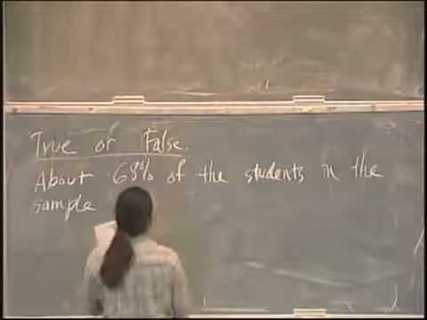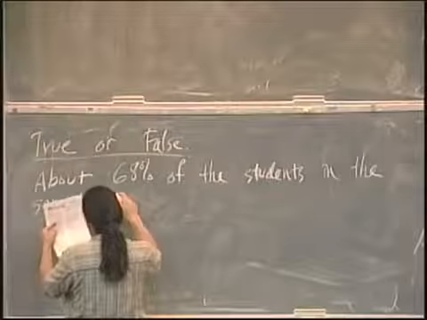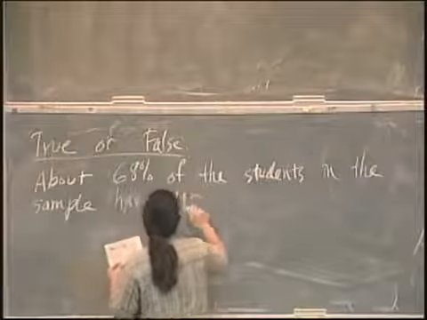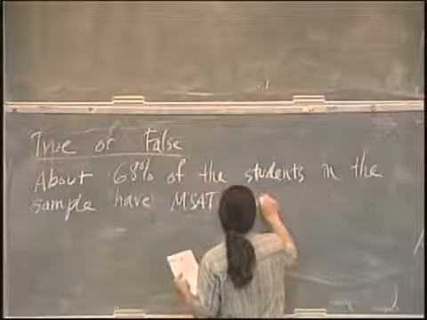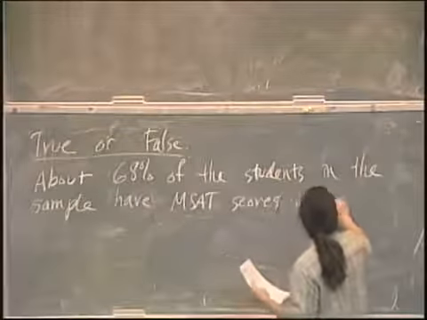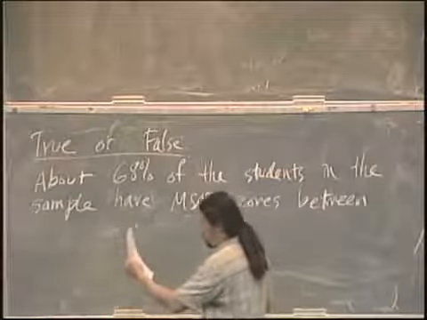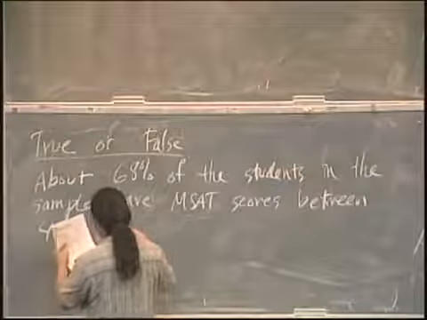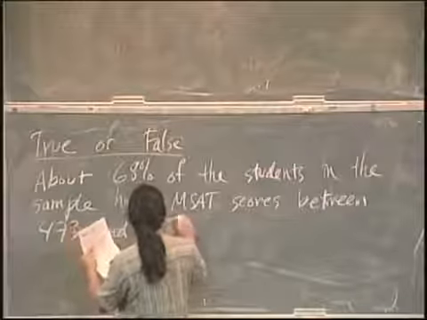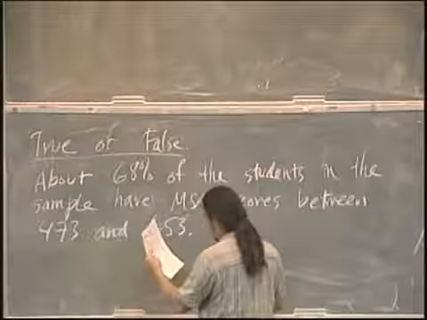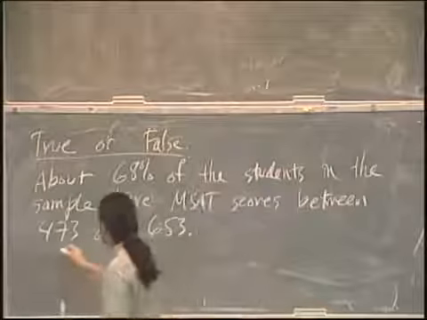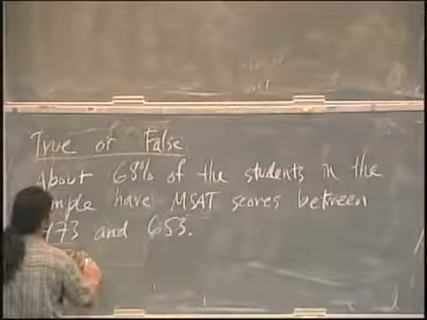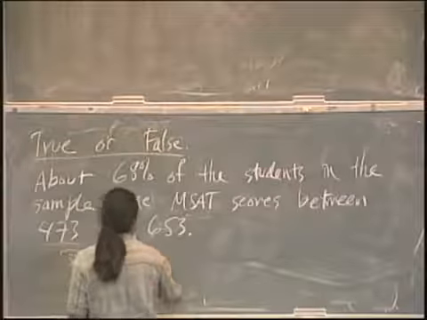About 68% of the students in the sample have MSAT scores between 473 and 653. And this 473 is 563 minus 90, and this is 563 plus 90.